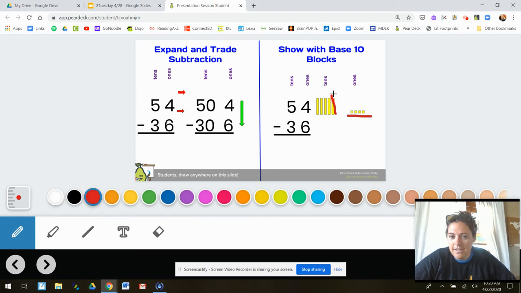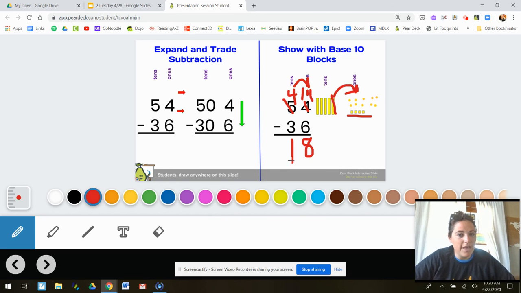Take this 10 and we're going to trade it for 10 1s. So I'm going to show those 10 1s. 1, 2, 3, 4, 5, 6, 7, 8, 9, 10. Now I'm going to have to come back and show my work on those trades. So I took one of those 10s away, and so that leaves me with 4, and I traded it for 10 1s. So 10 and 4 is going to have 14. Now 14 minus 6 is going to be, hopefully you said 8. 4 minus 3 is 1. So 54 minus 36 is 18.